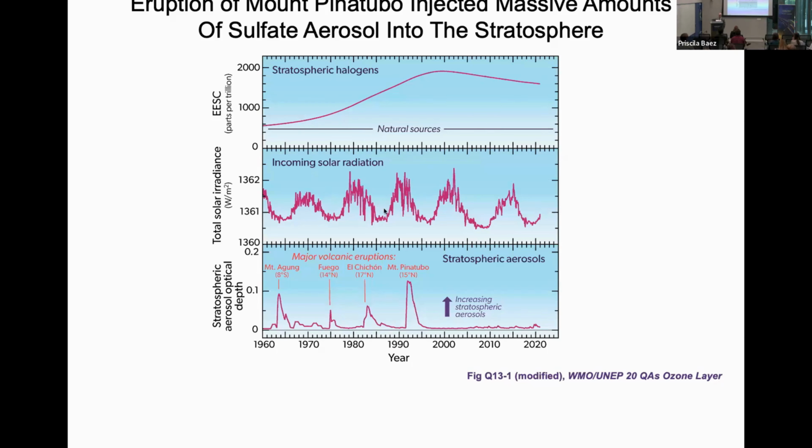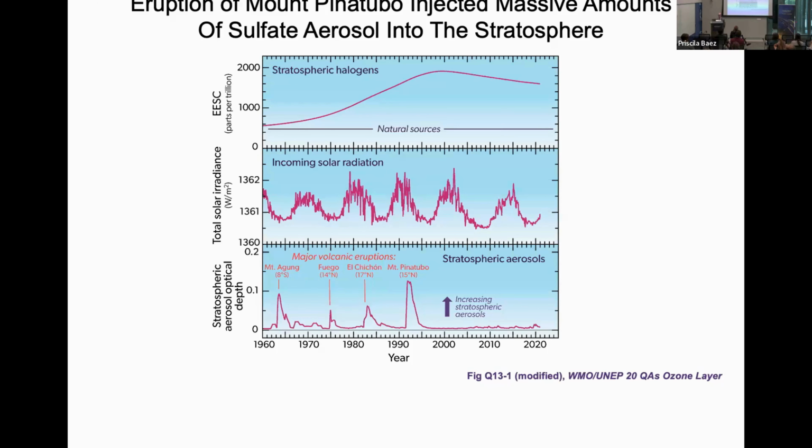Here's how the solar irradiance varies as a function of time. I'll relate this all to ozone coming up. Here's what halogens did over time. This is, again, this EESC. I just want you to realize how monstrous this perturbation to stratospheric aerosol loading was from this volcano and how quiet it's been ever since the eruption of Pinatubo. We have had eruptions that people write a lot about, but they're tiny in terms of sulfate compared to Pinatubo.